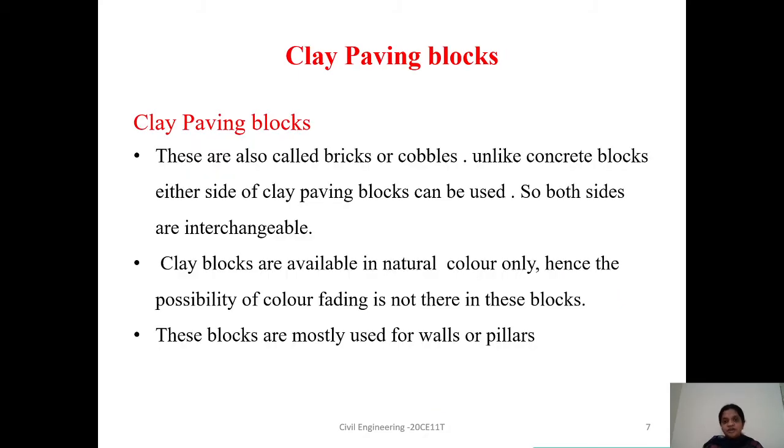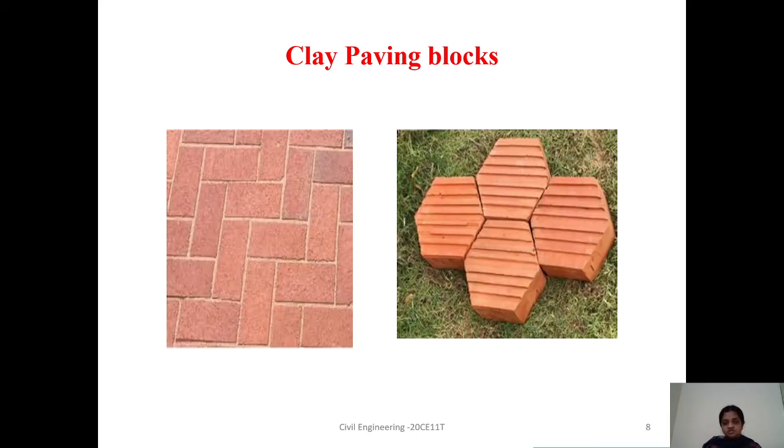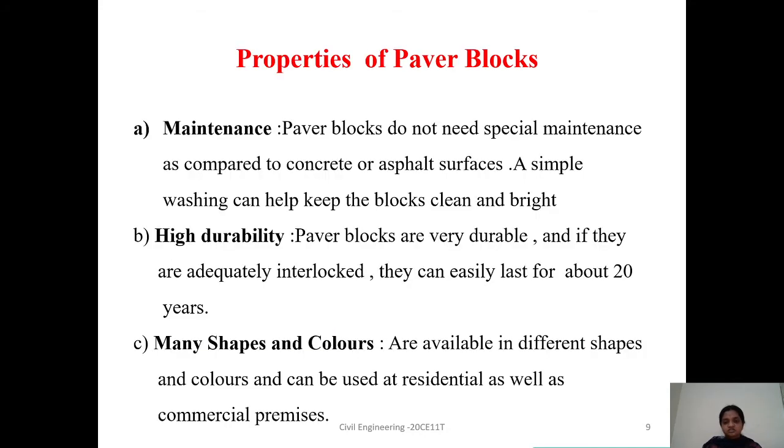Coming to clay paving blocks. Clay paving blocks are also called as bricks or cobbles. Unlike concrete blocks, either side of clay paving blocks can be used. So both sides are interchangeable. Clay blocks are available in natural color. Therefore, the possibility of color fading is not there in these blocks. These blocks are mostly used for walls or pillars. So this shows the example of clay paving blocks.